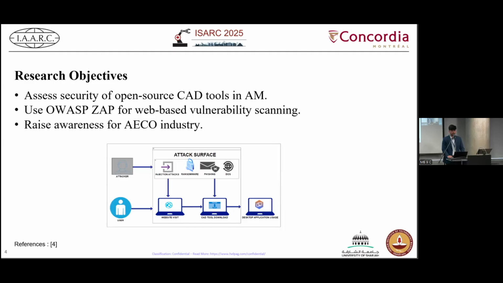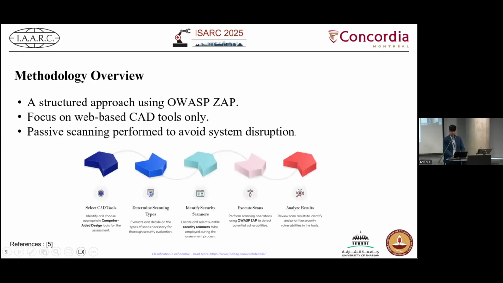So in our paper, we have also outlined the typical user journey. As you can see in the slide, from exploring a CAD tool website to downloading the software, alongside a potential attacker's perspective as well. This helps us pinpoint where vulnerabilities exist during the download and web interaction phases as well. By focusing on this user journey, we can better target our security assessment and provide actionable insights to improve safety for all CAD tool users.